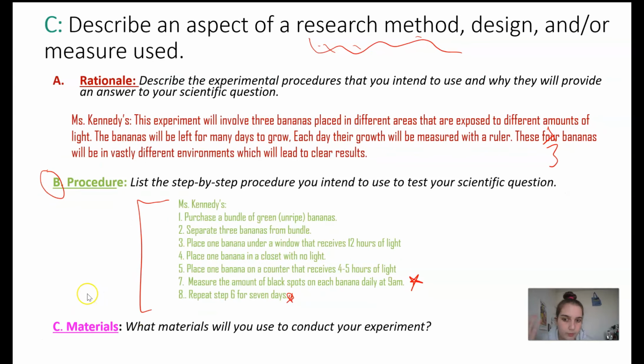And then the last part is really easy, just the materials. What materials are you going to use to conduct your experiment? For me, it's bananas, a measuring tape, and some sort of notebook and pencil. Very, very simple in this case. But materials just means what's involved in the experiment.